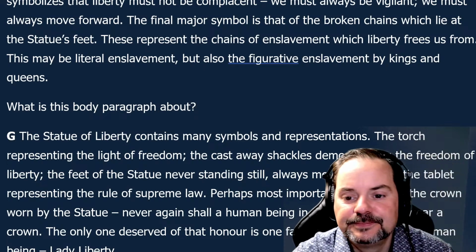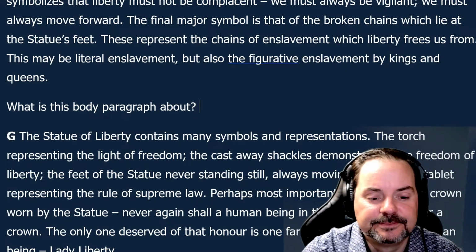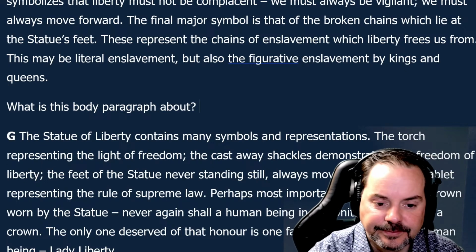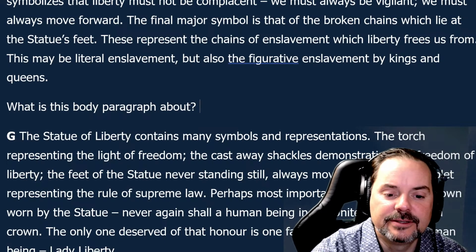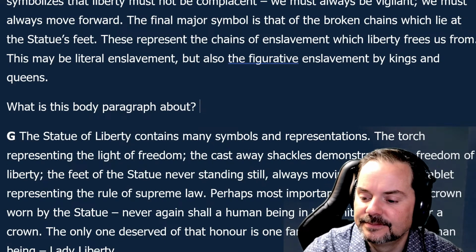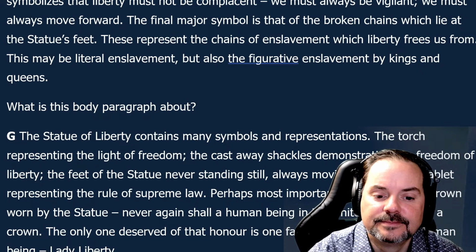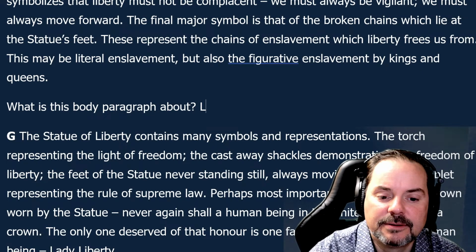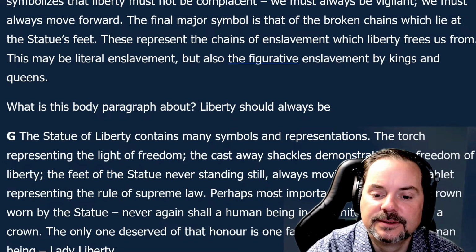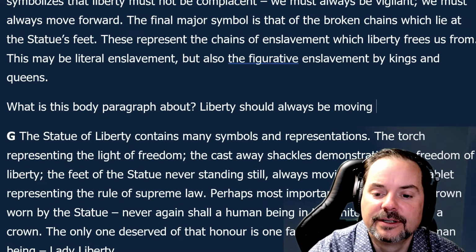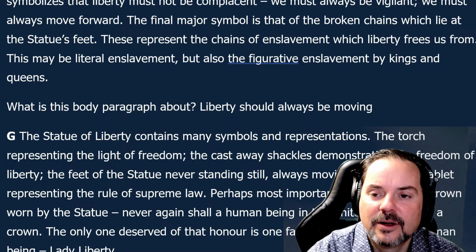What is it saying? To the best of your ability, what is it saying, James? Let me think. Something about freedom, right? Yeah, something about liberty. Liberty should always be moving. I think the period of freedom. Okay, think about the statue, right?